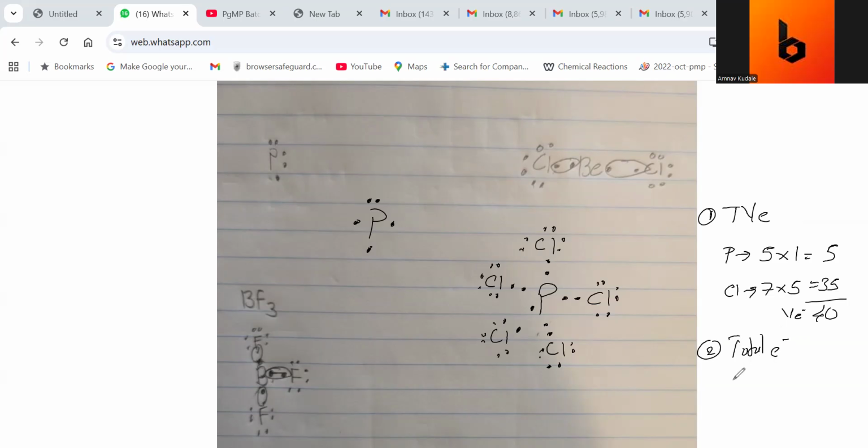Now, total electrons: phosphorus requires 1 into 8 for its stability, correct? And chlorine requires 8 into 5. I'll write 5 into 8 here, so you need 8 and 40. So in total you need 48 electrons, correct? Am I right with 48? I believe so.